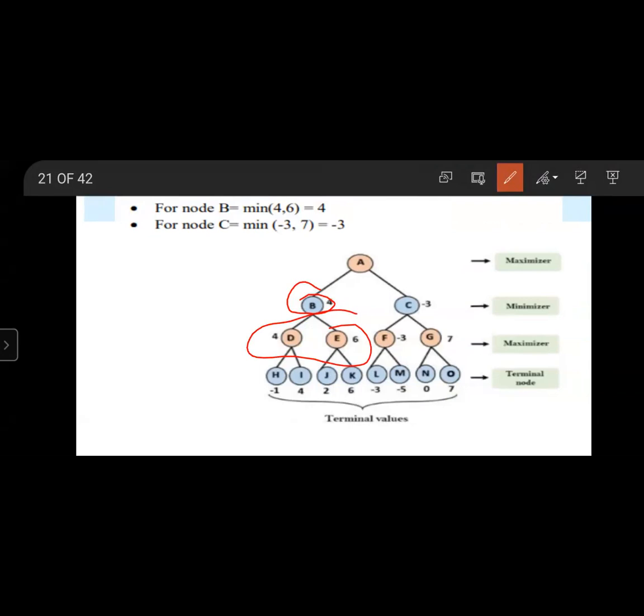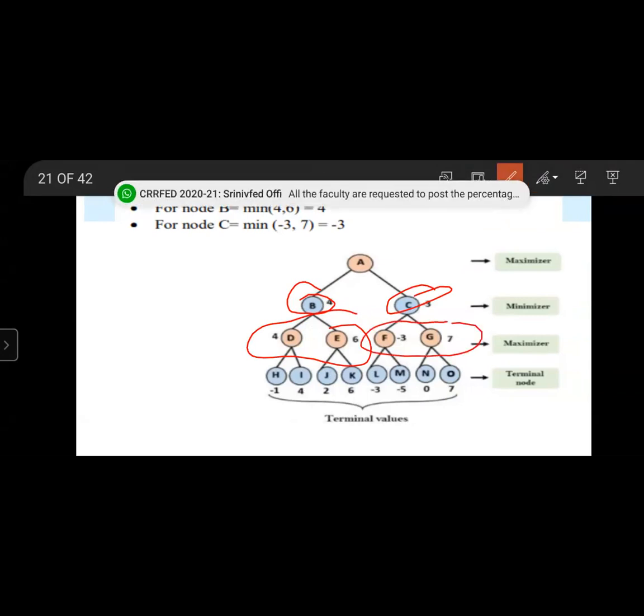And next for node C, same case, minimum of -3, 7. What is the value? Minimum of -3, 7 equal to -3.